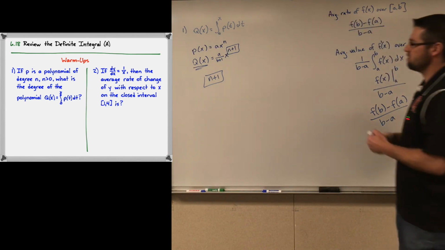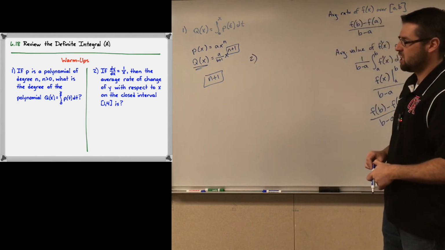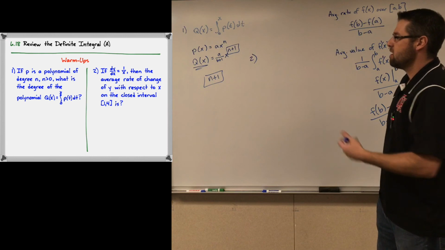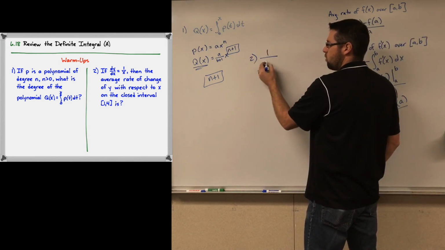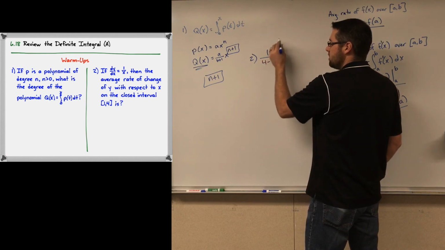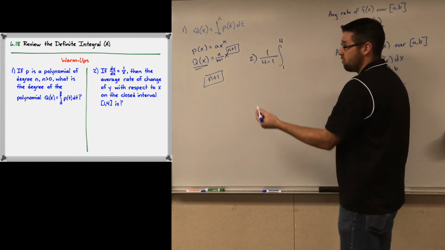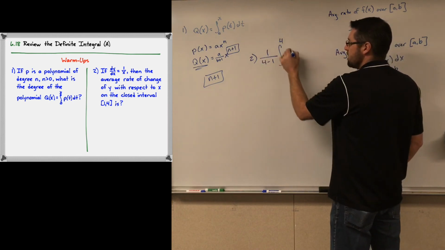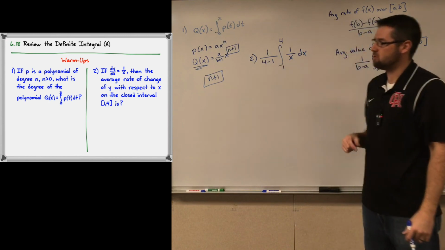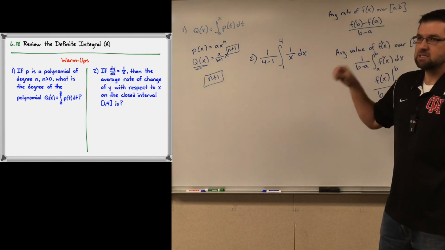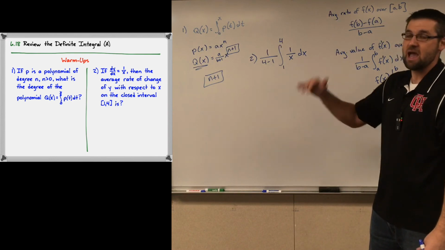So we can go back over to number 2 and rewrite it that way. If I want the average rate of change of y, that would be the same as saying the average value, so 1 over 4 minus 1, of the average value of f prime. Well, in this case, it's dy dx, so it's 1 over x and then dx. This is the average value of dy dx. This is the average value of the rate. Therefore, it is the average rate.